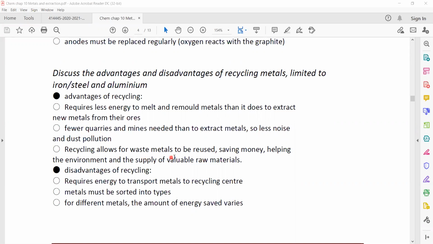Recycling allows waste metal to be reused, saves money, helps the environment and supplies valuable raw material. But what is a disadvantage? It requires energy to transport or sort out the metal.